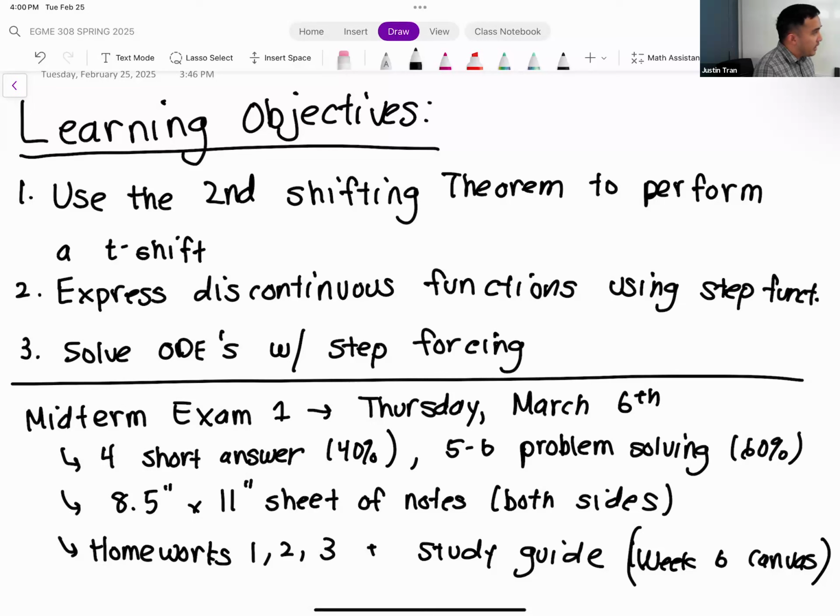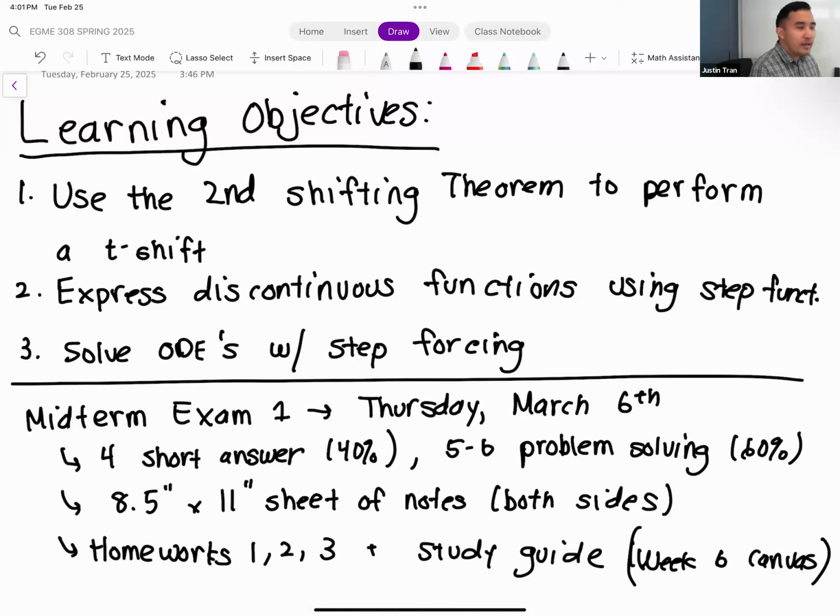As for the other parts of the exam, you can expect somewhere between 5 and 6 problem solving questions. For this first unit, it's pretty straightforward. I'm going to give you an ordinary differential equation, maybe homogeneous, maybe non-homogeneous, maybe with step functions, maybe not. You'll solve those, and that'll be worth 60% of the points.